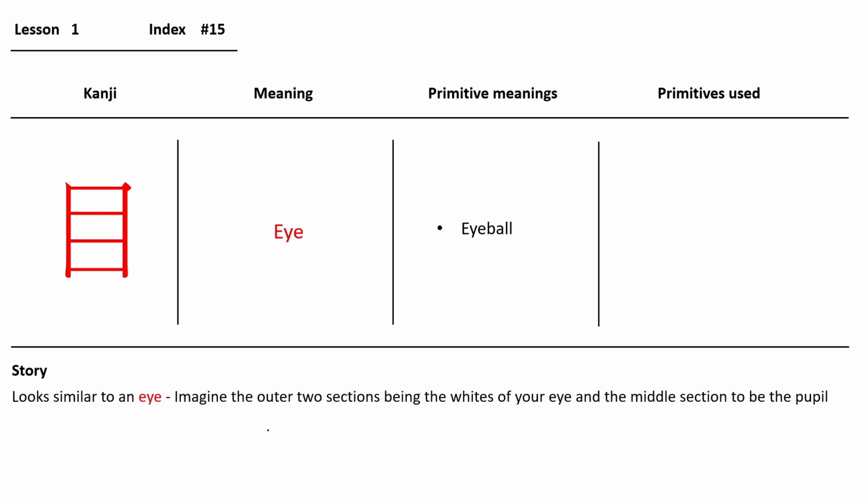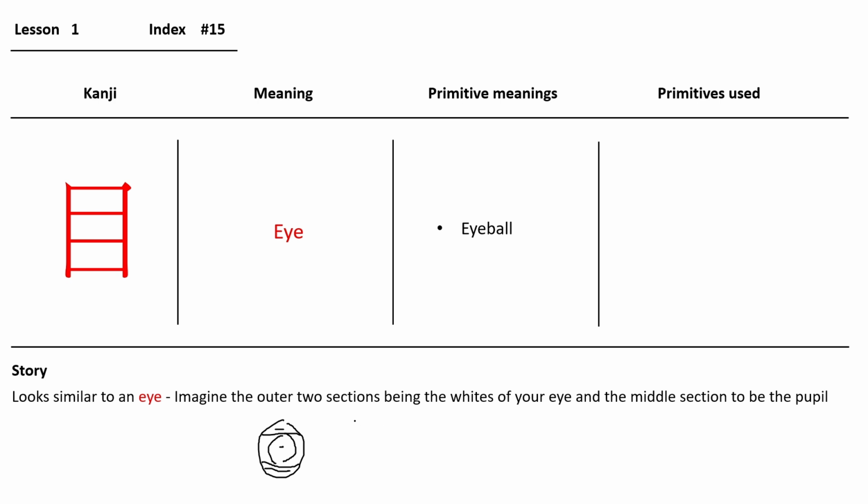So sometimes in anime, in some manga or any animation, they have these kind of eyes, right? They usually look like this, and then there's something on top, something on the bottom, and there's a big eye in the middle. So it looks quite similar to this character.